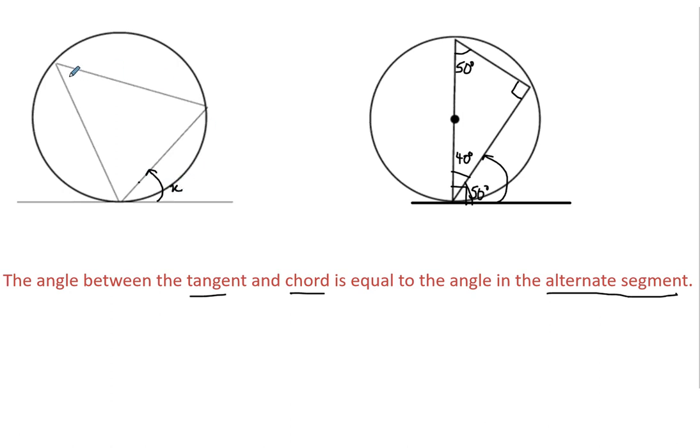On the same basis, the angle between the tangent and the chord, which will be x, will be equal to the angle opposite there in the alternate segment. So on the same basis, that angle y will be that angle y. And then if we just put a z there, we can tell x plus y plus z comes to 180, angles on a straight line.